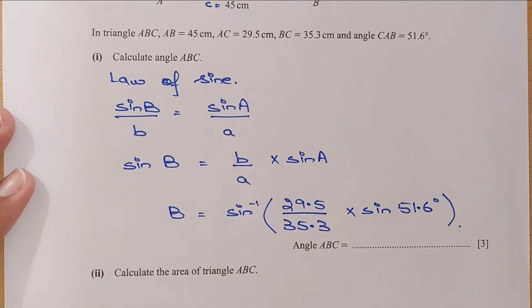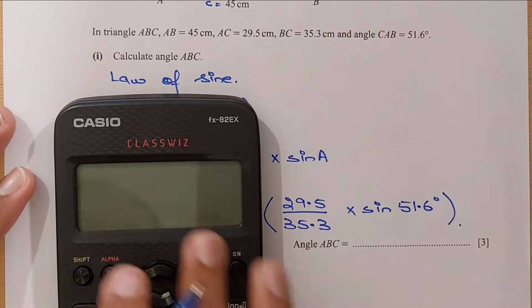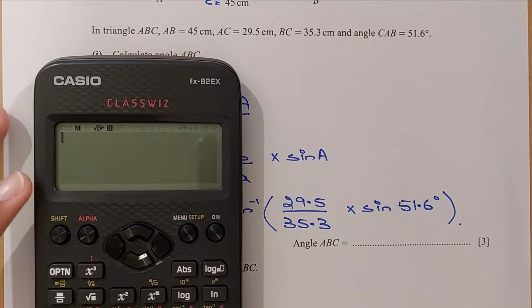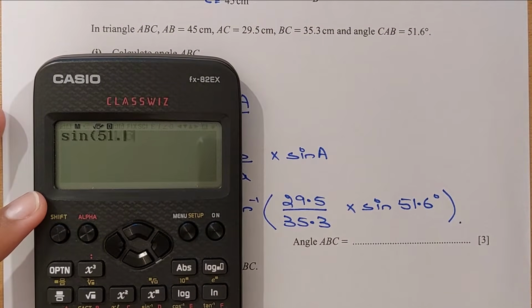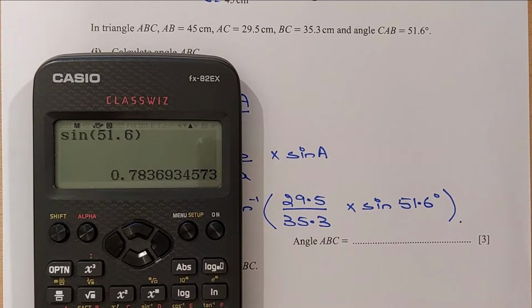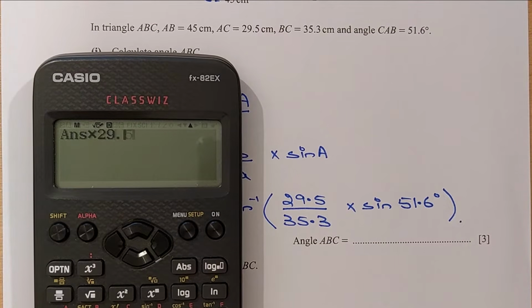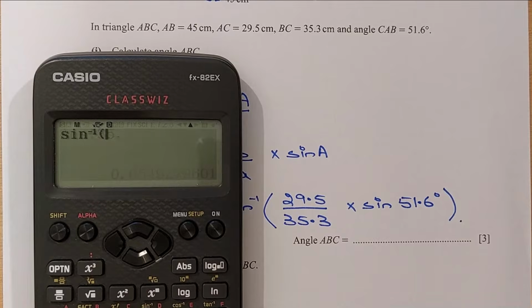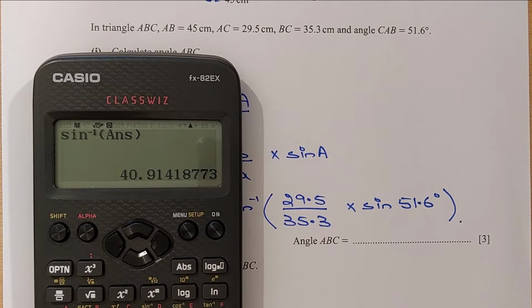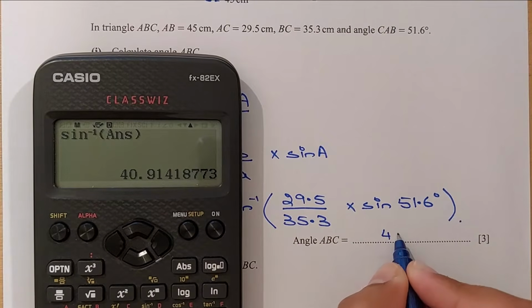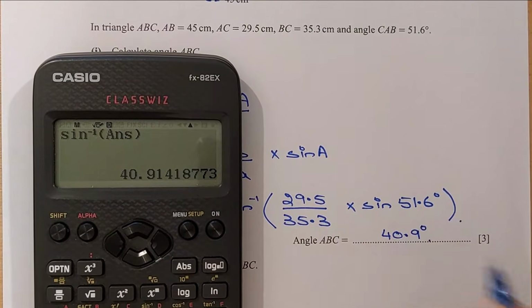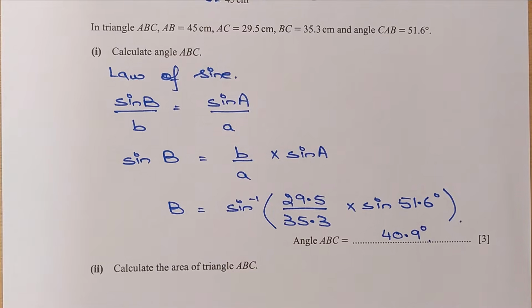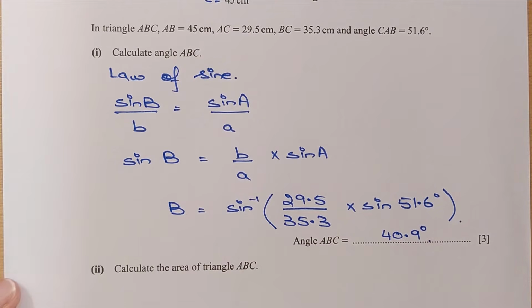Right, let me calculate in degrees. My calculator is already in degrees, so let me calculate sine of 51.6 times 29.5 and divide by 35.3, and taking sine inverse of the answer, we have 40.91, so we can say 40.9 degrees, right? Now for the second part, calculate the area of the triangle ABC.